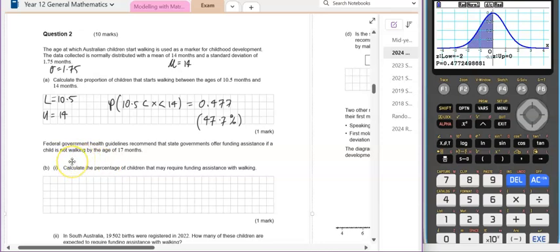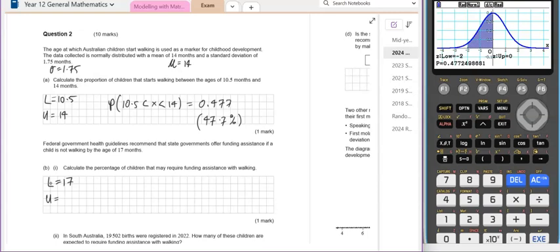It says, federal government health guidelines recommend that state governments offer funding assistance if a child is not walking by the age of 17 months. Calculate the percentage of children that may require funding assistance with walking. So here we basically want to work out what proportion of children start walking at 17 months or older. Our lower boundary is going to be 17, and we're going to set our upper boundary as high as possible.